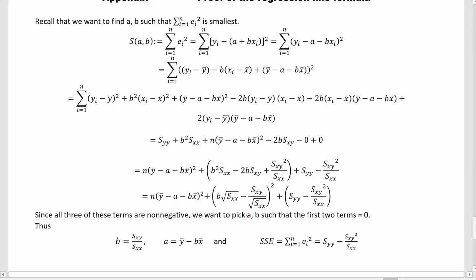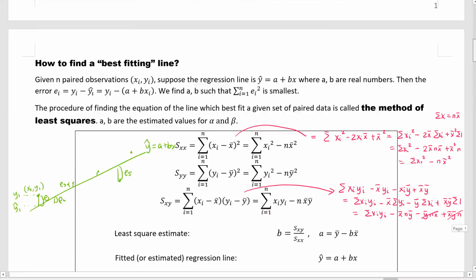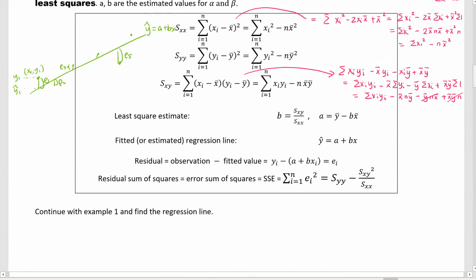And let's go back to our formula. Okay. So the residue, which is the error term, is ei. The residue sum of square, which is the error sum of square, we call it SE. That is the sum of the ei square, which is then Syy minus Sxy square over Sxx. Okay, so this is the formula. It will be given in the final exam.